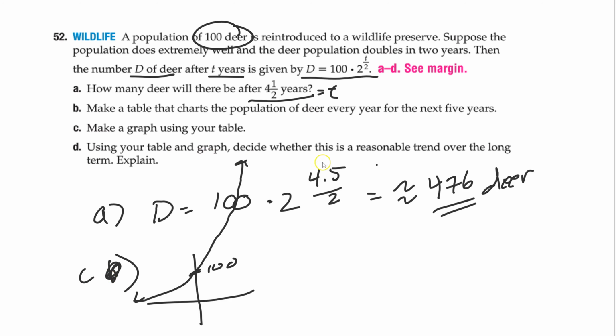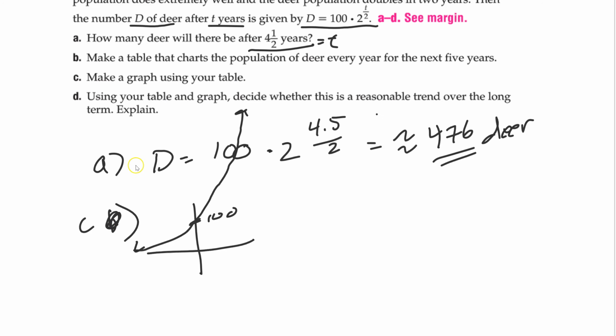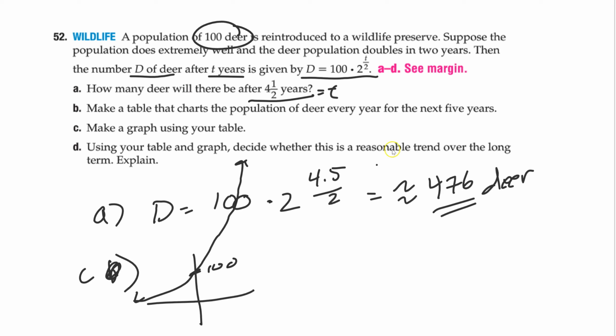Using your table and the graph, decide whether this is a reasonable trend over the long term. So again, anytime I say this, over the long term, most times it'll be no, right? Eventually it'll be the planet of the deer. It'll be so many deer. So yeah, it's not a reasonable trend. It's not going to continue. At some point, it has to stabilize. So no, cities will be overrun by deer. There wouldn't be enough room on the planet. Anyway, that's the lesson.